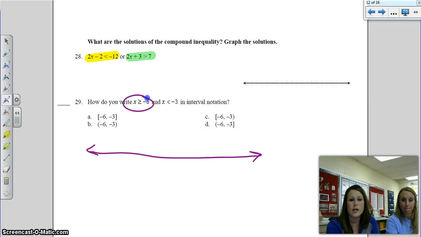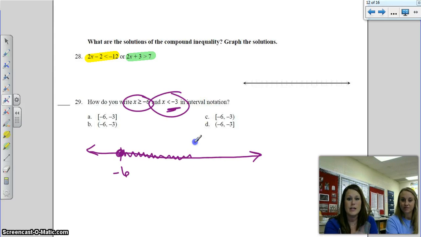Okay. So this first guy, x is greater than or equal to -6. So -6 is here. I have a closed dot, and x has to be greater than or equal to that. So we're going to shade this direction to some point, to this point right here. x is less than -3. So I'm going to have -3 right here. It's an open circle, and I'm going to shade less than that. So here's all my values of x.